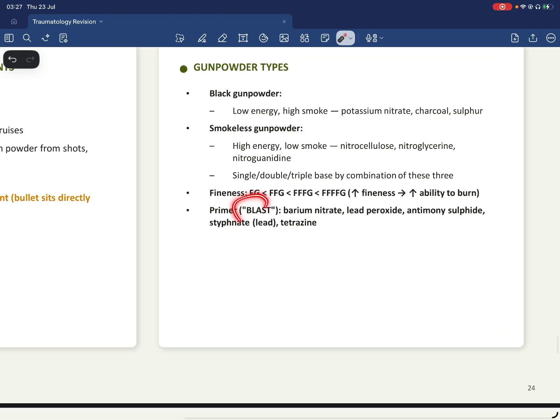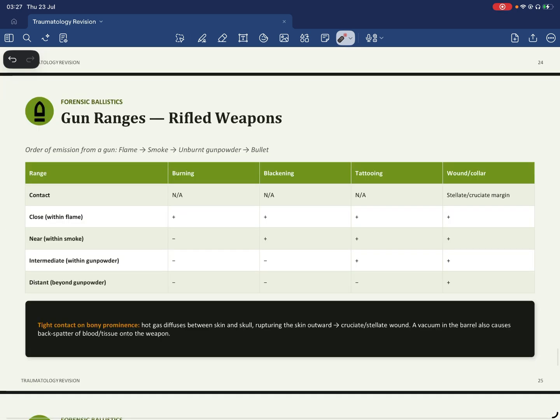Primer can be remembered with the mnemonic BLAST. We have barium nitrate, lead peroxide, antimony sulfide, styphnate of lead, and tetrazene. These are the primer components.